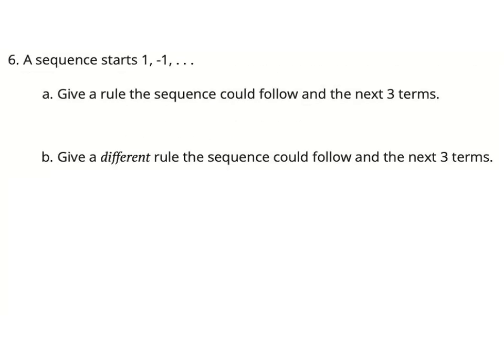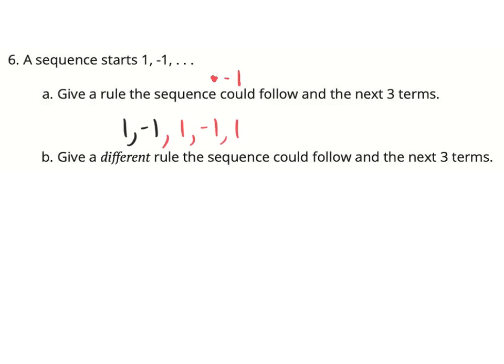All right, our last problem. A sequence starts 1, negative 1. Give a rule the sequence could follow. So what if we just kept multiplying? It doesn't say this is geometric, so you could pick anything. You could multiply by negative 1, and we would keep getting 1, negative 1, 1, negative 1.